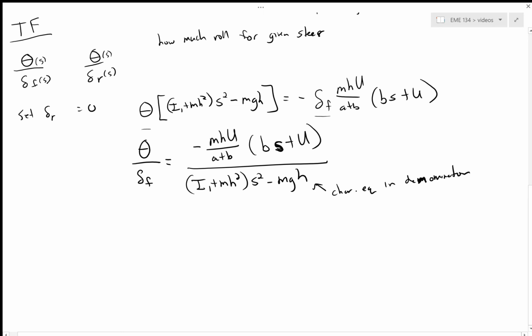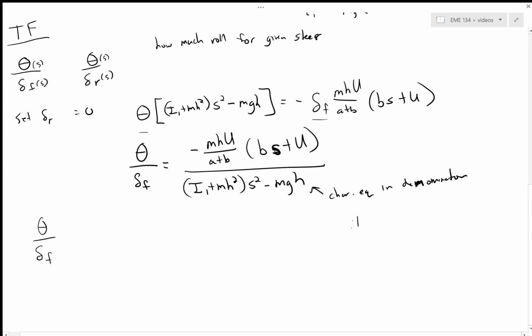So I'm going to manipulate the equation here so that we can write it in a little simpler form that'll be easier to move forward with. We've already defined this tau 1 squared equals I1 plus mh squared over mgh, and we can manipulate the equation so that we see that in the denominator. So I'm going to divide through such that we get that term to show up in the denominator.